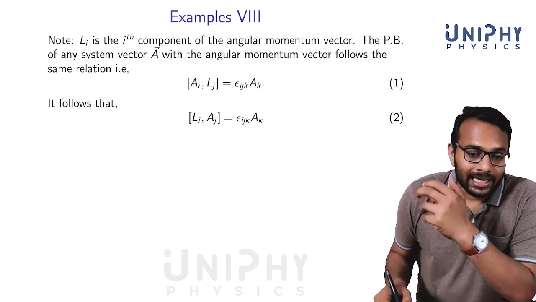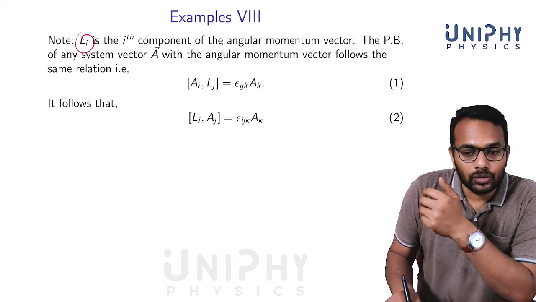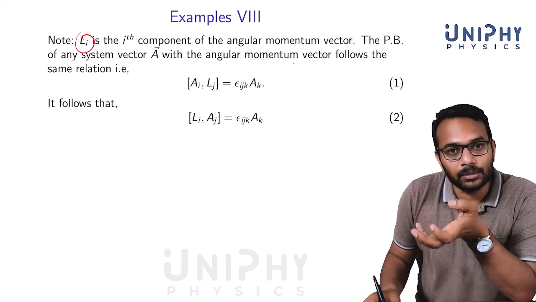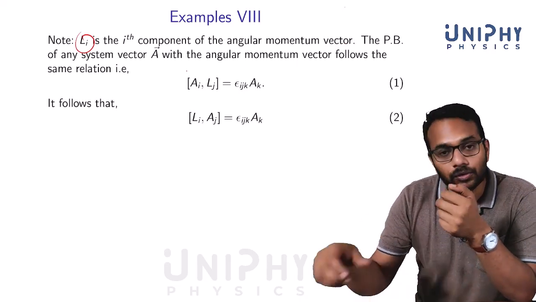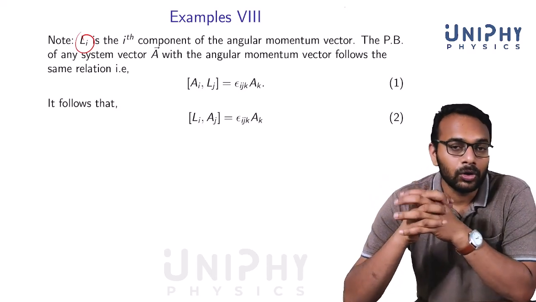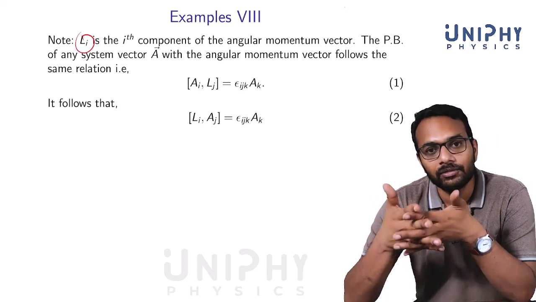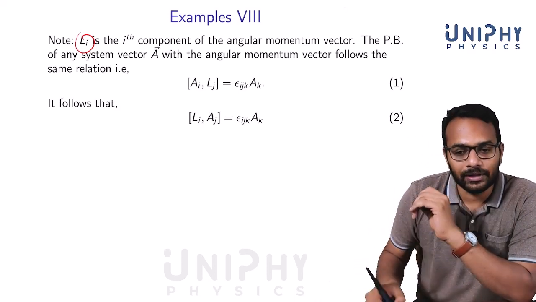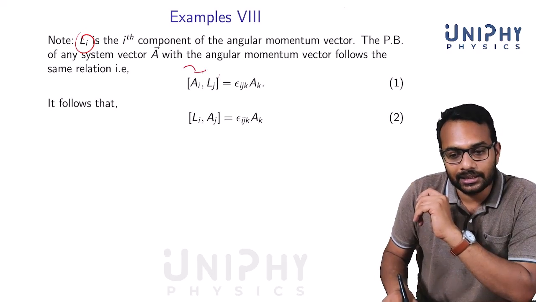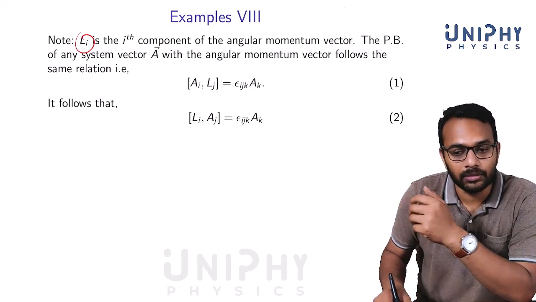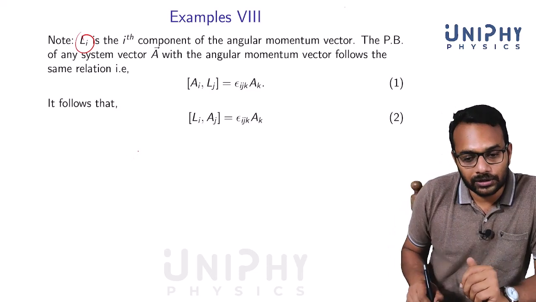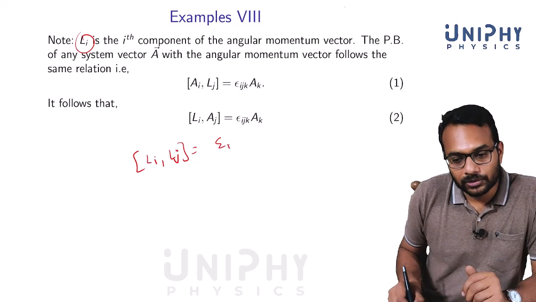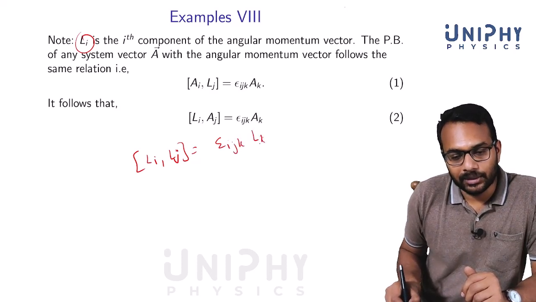Now, what's Li? It's the ith component of the angular momentum vector. This is actually true for all vectors, which we don't prove here, but I am giving it to you as a result. If you take any vector and take the Poisson bracket with angular momentum, it follows this result. So what we saw was {Li, Lj} is equal to epsilon ijk Lk, summation implied.